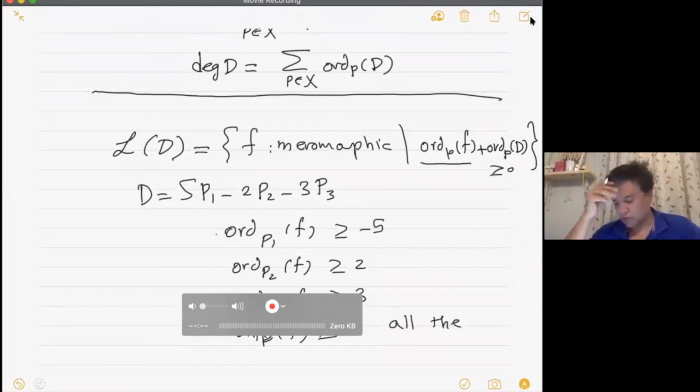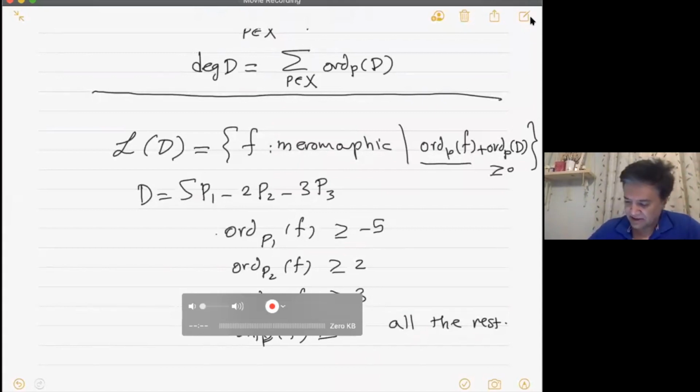So it has to be holomorphic at all points except P1. And at P1, it can have a pole, but the pole is at most of order 5. At P2 and P3, it must vanish of order at least 2 or 3. So this is the space of functions, and this is a subvector space. The only issue that you might raise is that the ord function is not defined for the 0 function. One can formally add 0 to this space, or you can say that this is the space generated by these things. So the 0 function belongs to this.